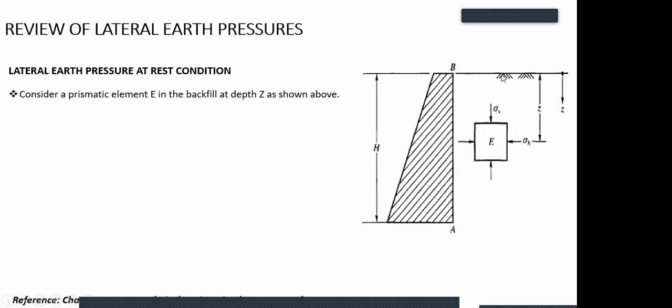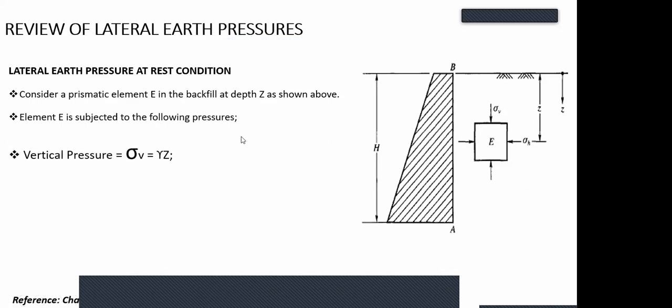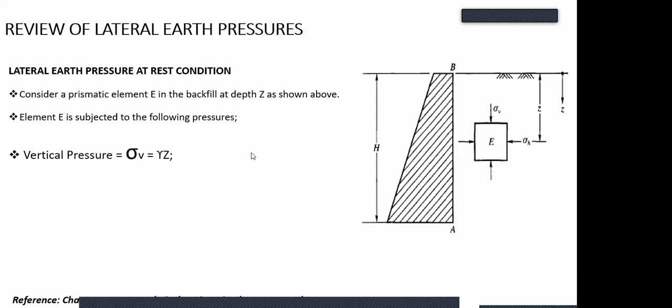This inclined line, these lines intersecting each other, indicates backfill. Now, I'm taking a prismatic element within that backfill. It's like we're saying, let's take a sample of that backfill element. Two forces will be acting on it. Obviously, we're going to have your vertical pressure and your horizontal pressure. Now, don't forget that your vertical pressure, from our knowledge in civil engineering so far, is said to be your unit weight with respect to your height.